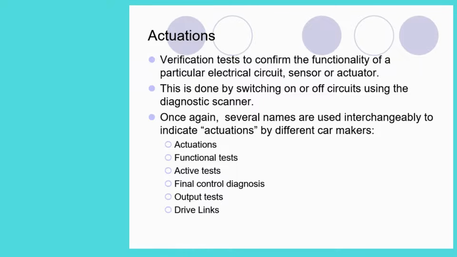So in the old days, if a customer told you their car was overheating and you wanted to test the fan, you would have to run wires from the battery to the fan. Using the actuation function, you would simply select fan relay and switch it from the diagnostic scanner. The fuel pump could also be tested in this way. The systems that can be tested vary from vehicle to vehicle.